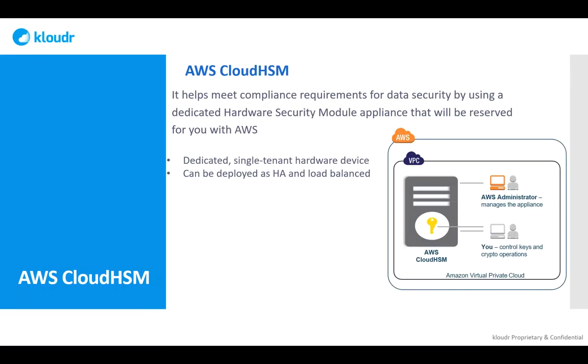We have the Cloud HSM. The Cloud HSM is a compliance requirement for data security, using a dedicated hardware security module appliance that will be reserved for you with AWS. Some customers prefer to have their own dedicated Cloud HSM on the cloud and not to use the shared one available for free by AWS. So for that, you just reserve a Cloud HSM, which is a dedicated module for you.